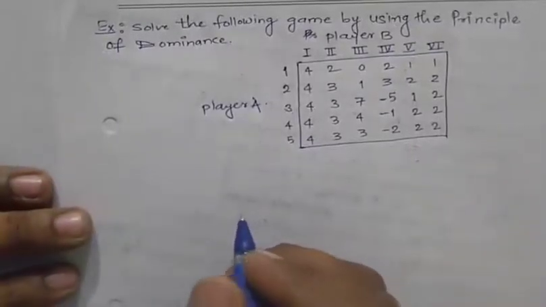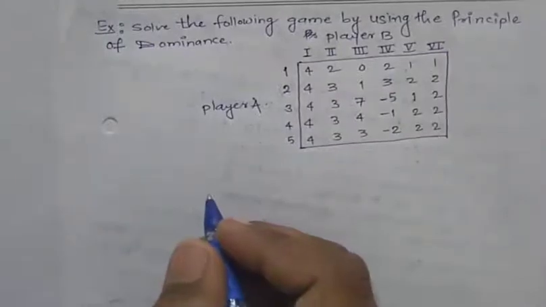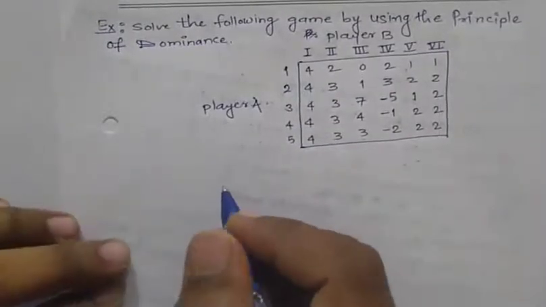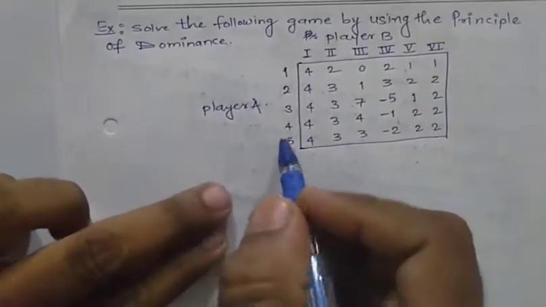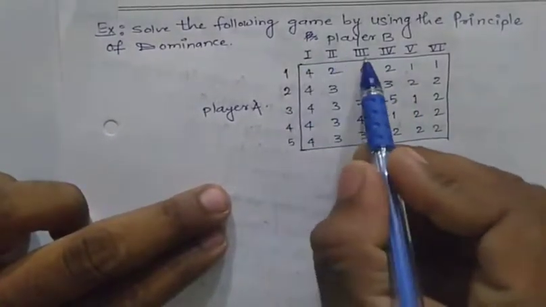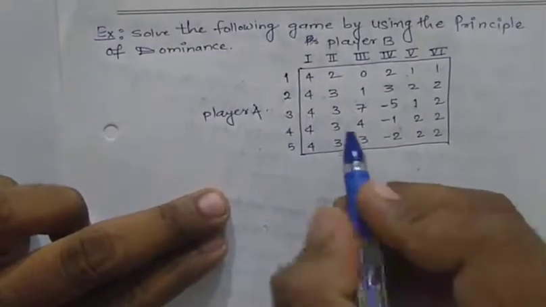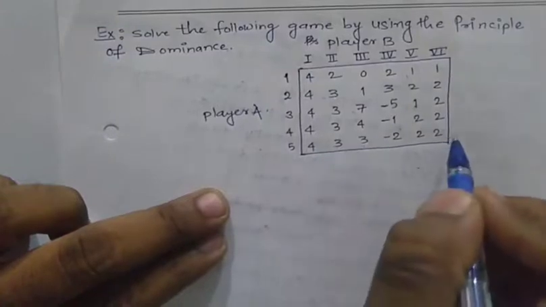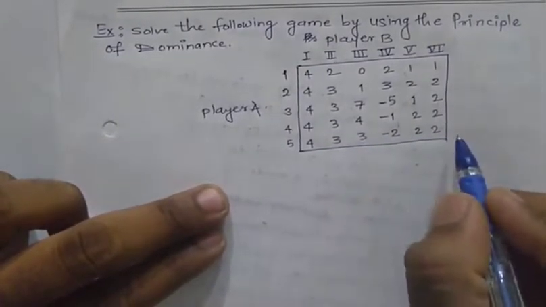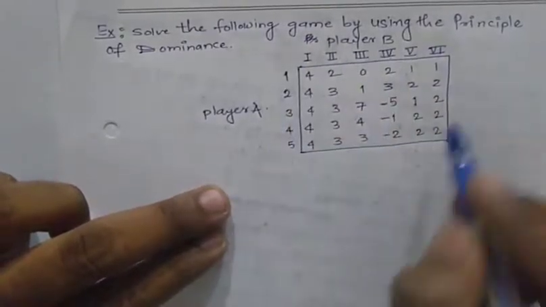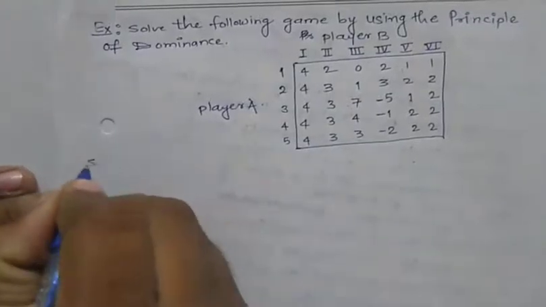Hello students, in this lecture we are going to see an example based on the dominance principle. Now let's see the example. Player A has 5 strategies, 1, 2, 3, 4, 5, and player B has 6 strategies. This is a 5 by 6 matrix, so this is the given payoff matrix. Now we will solve this by using the dominance method. See the solution.